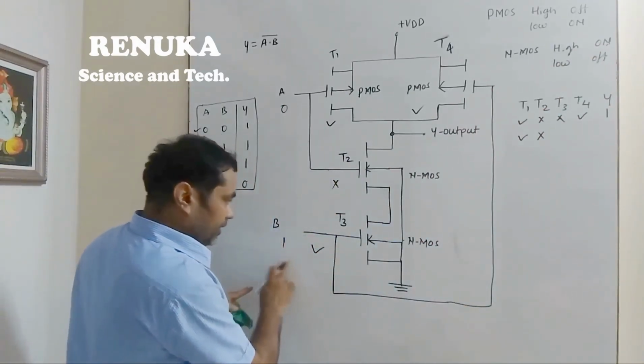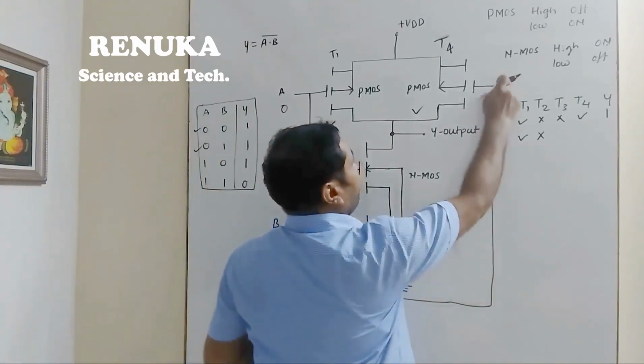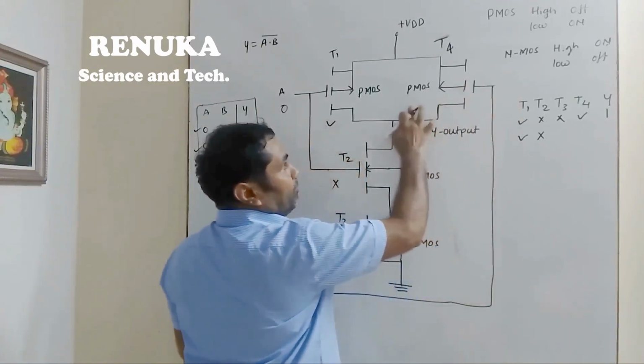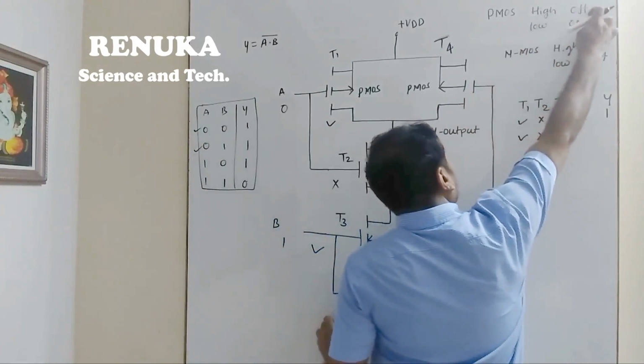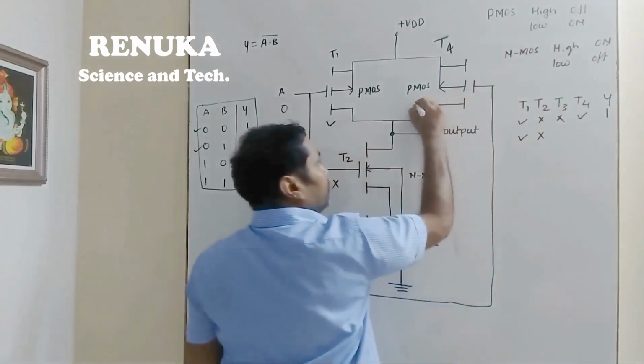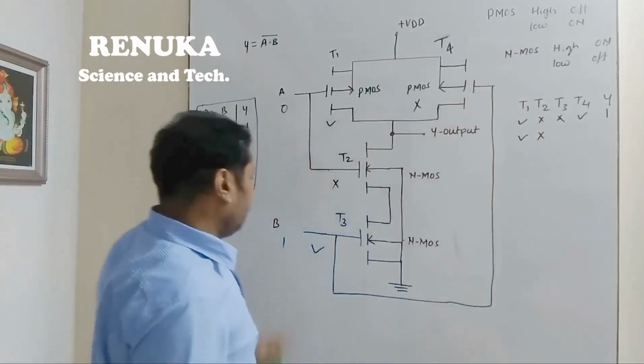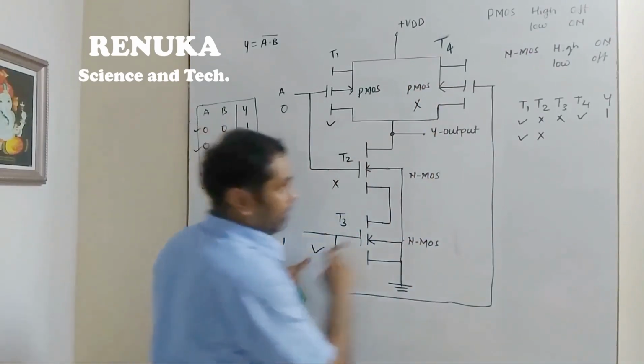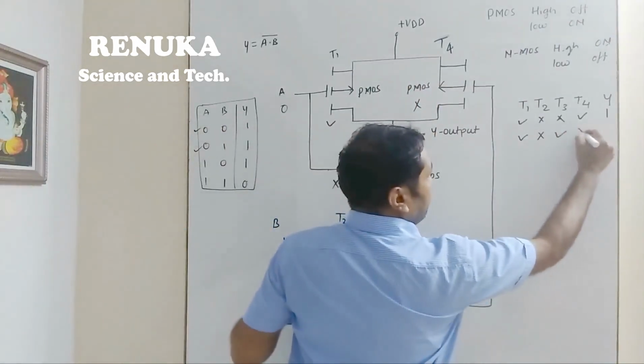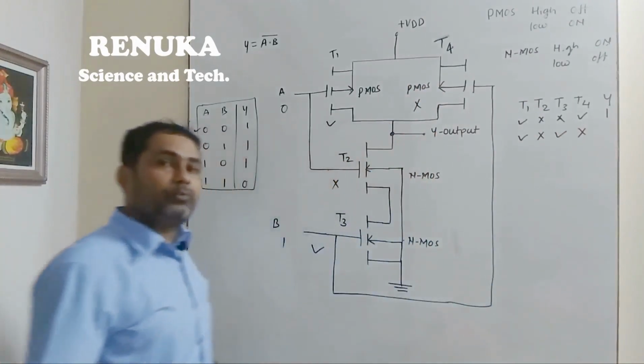The same logic 1 is also connected to the gate of the PMOS. And if logic 1 is connected to the gate of a PMOS, it will be off. So this PMOS will be off. So for T3, what can we write? T3 is on, while T4 is off. Now what will be the output? Let us see.